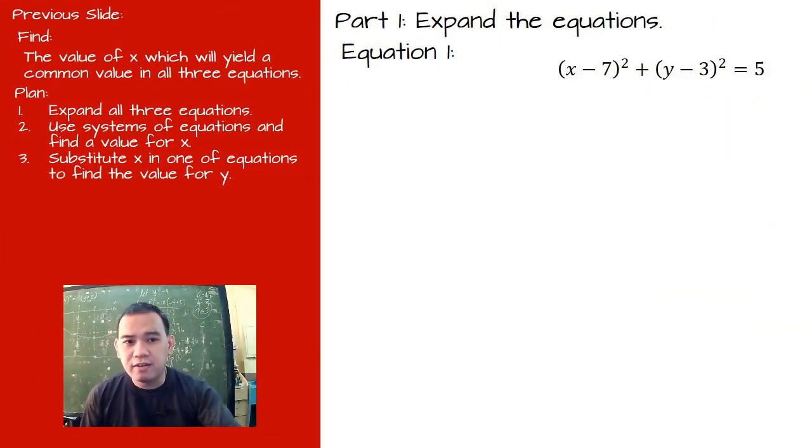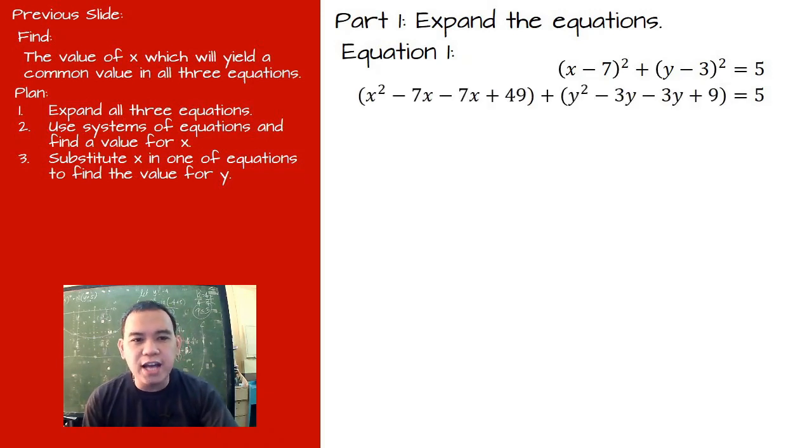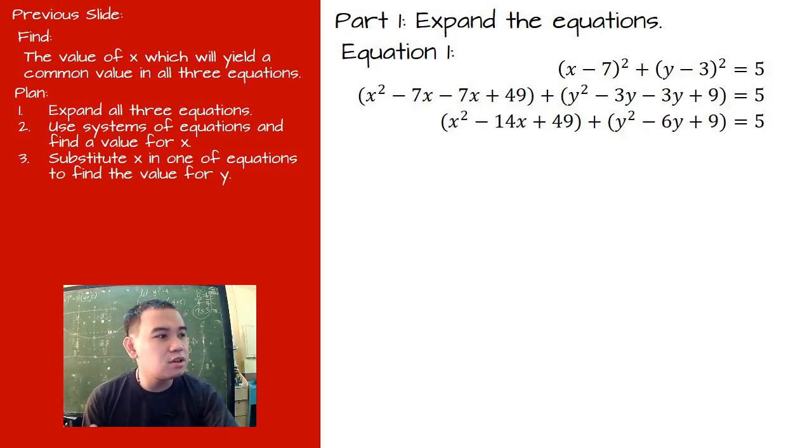Let's execute that plan. I'm going to expand both binomials in the standard equation for tower 1. You may use the FOIL method as presented here, or you may want to use other techniques like the Punnett square. Use whichever method you find more comfortable for you. The resulting expression then becomes (x² - 14x + 49) + (y² - 6y + 9) = 5.